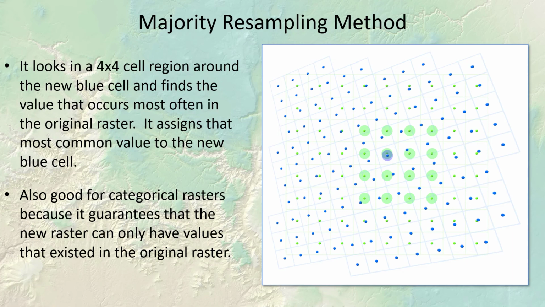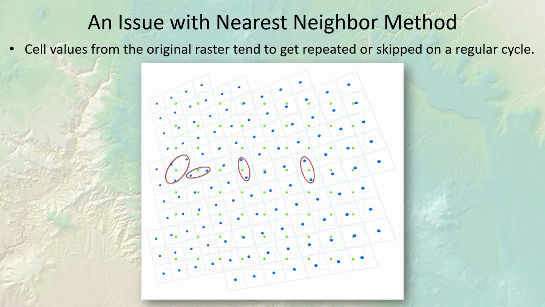But I do want to mention one other thing. The methods that produce a new raster in which the cell values all existed, majority and nearest neighbor, those methods are often not good for continuous rasters like elevation or slope. And this is the problem you get. So here I'm illustrating this with nearest neighbor. The blue cells are the new cells, the green ones are the original. We start seeing cases where multiple new cells get the same value from the original. And these things usually happen on a repeating basis.